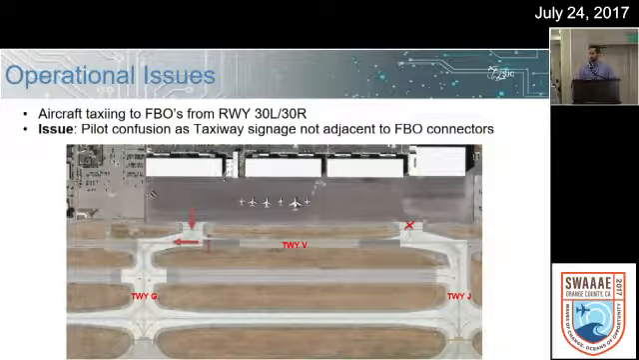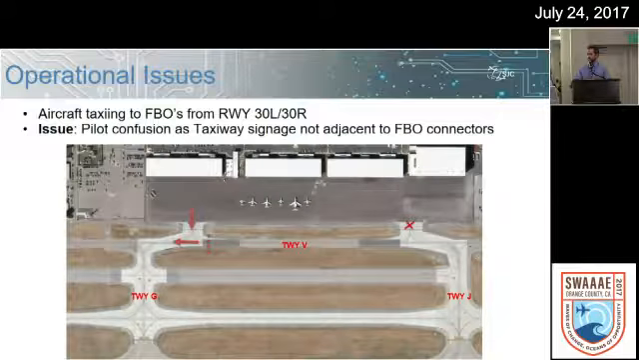All right, so the operational issues. Again, this is a good example. This is kind of what I'm getting at in these airport projects that we've done. Basically, we have aircraft taxiing to the FBOs or to the general aviation area from our 2 runways, 30 left or 30 right. Generally, they're getting instructions. They're coming off, exiting the runway, Gulf or Juliet, and then they're taking Victor to their final destination.